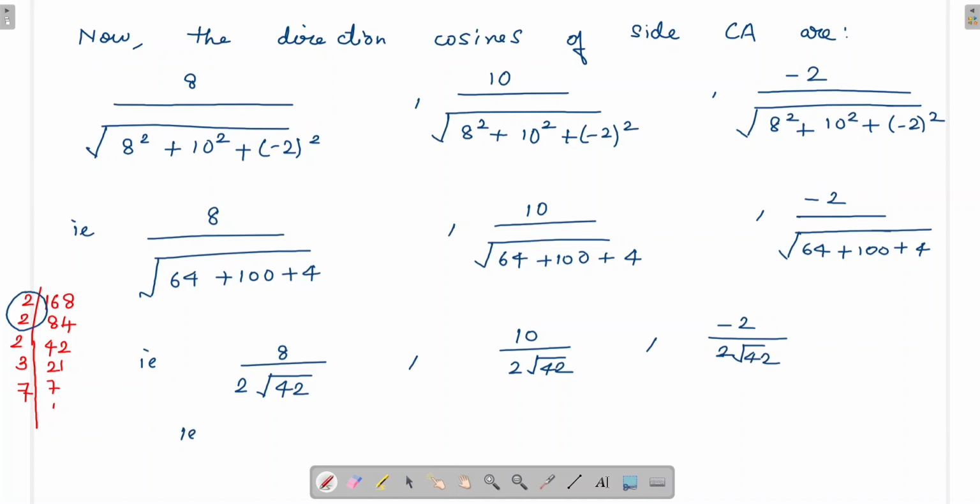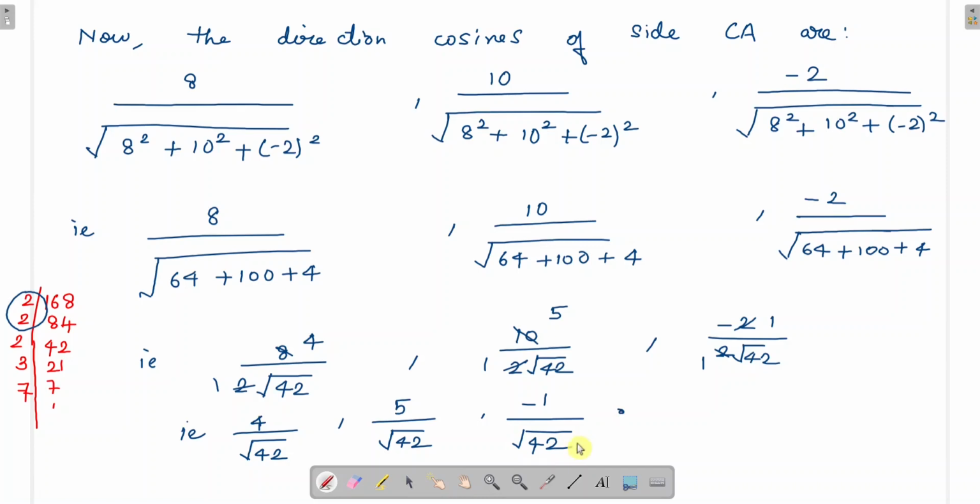Okay, so that is nothing but 2 1s are 2, 2 4s are 8, so 4 by root of 42, then 2 1s are 2, 2 5s are 10, 5 by root of 42 and 2 1s are 2, 2 1s are 2, so minus 1 by root of 42. Okay. So this is the answer of the problem 5.